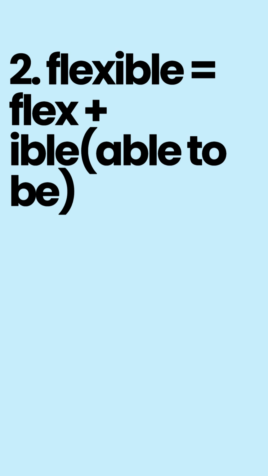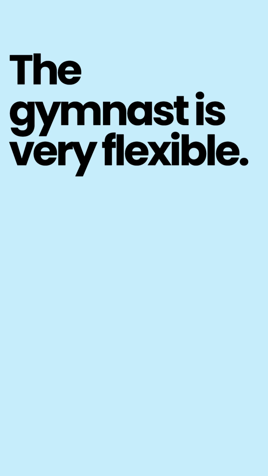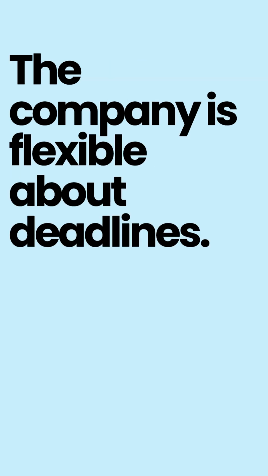2. Flexible: flex, able to be. Definition: able to bend easily without breaking, adaptable. Example sentences. This ruler is flexible. She has a flexible schedule. The gymnast is very flexible. Are these shoes flexible? Flexible materials last longer. He needs a flexible plan. Flexible hours help parents. The company is flexible about deadlines.